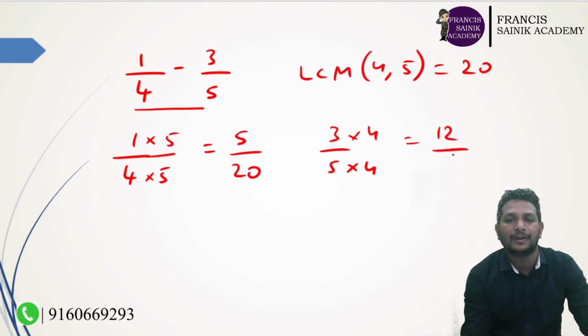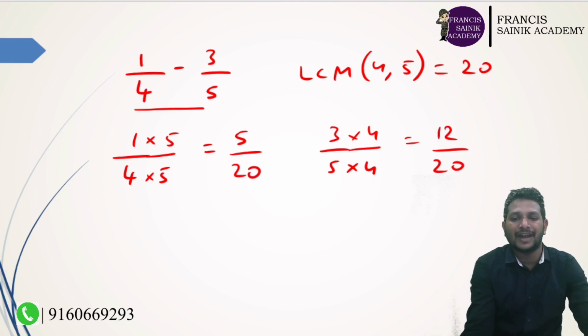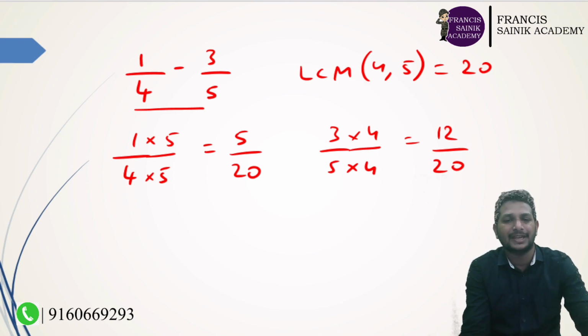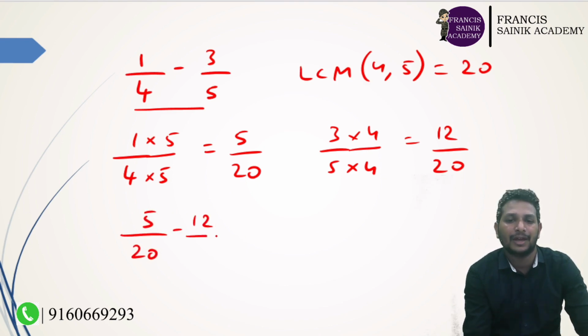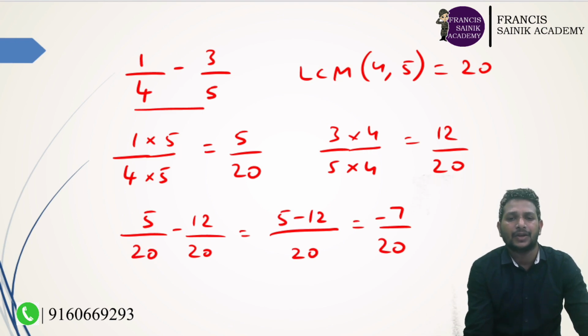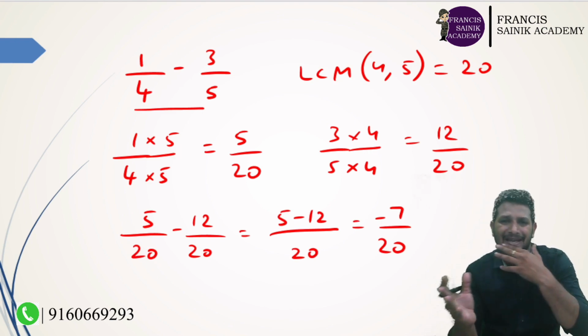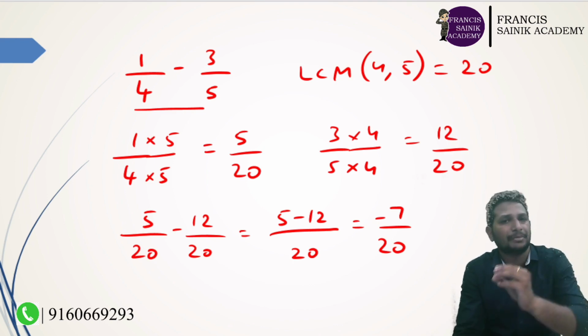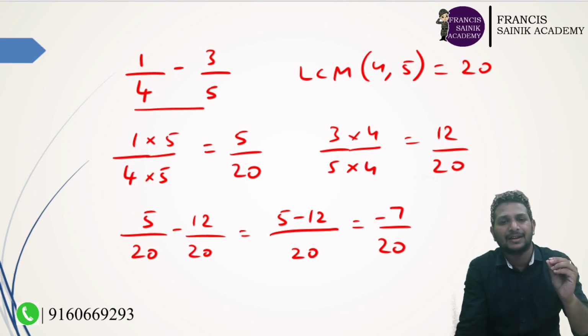So 12 by 20. Now both the fractions are like fractions because the denominators are the same in both cases. Now we need to do subtraction: 5 by 20 minus 12 by 20. As the denominators are the same and they are like fractions, simply write the denominator as it is, and 5 minus 12. So we got the answer as minus 7 by 20. The answer can be negative or positive values, that's not a problem. This is the way we do addition or subtraction operations for unlike fractions.